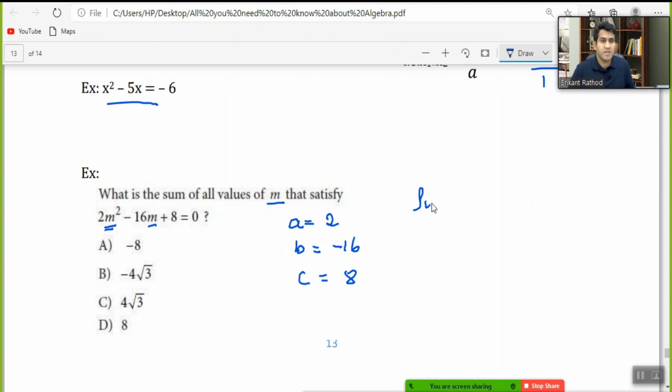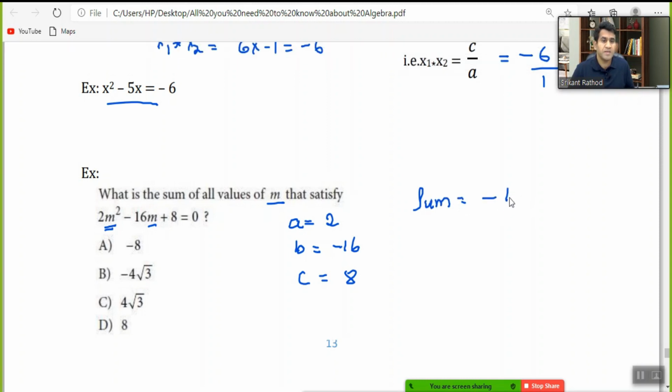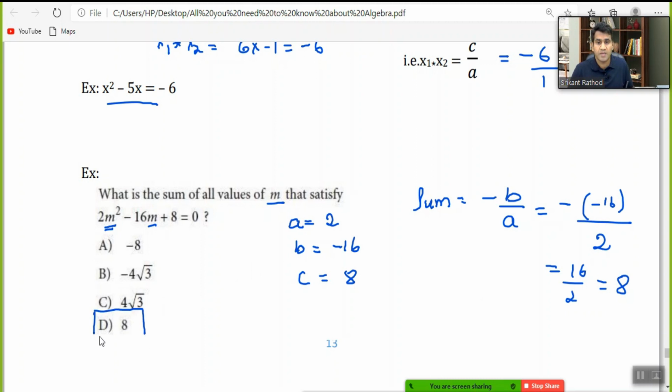So their sum, we can write here as minus b by a. That's minus, what is the value of b here, -16, divided by the value of a here, which is going to be 2. It's basically 16 by 2. So 16 divided by 2 gives you the value 8. So the answer to this question is going to be D. So this is how you solve. All right.